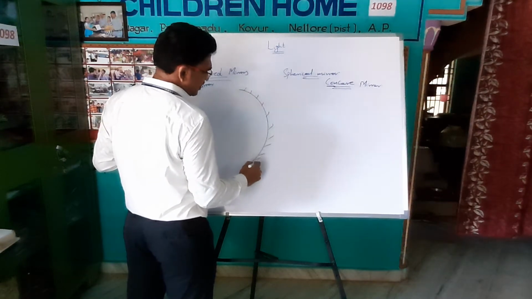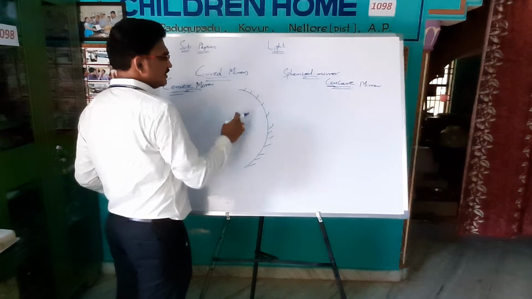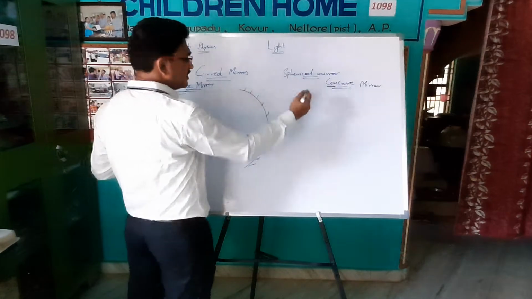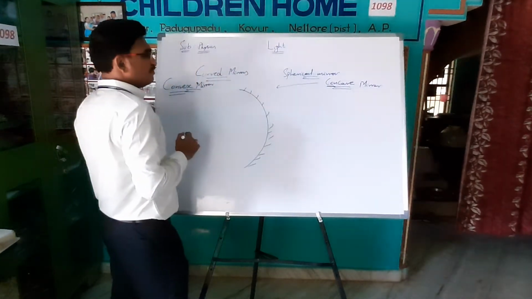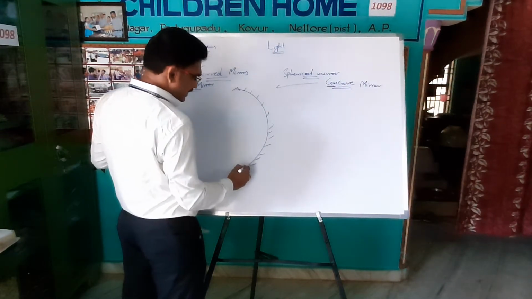Now, what is this mirror? Okay, it is silvered from outside. Then what is this mirror? This mirror is nothing but a concave mirror because it is silvered outside. Okay, now I am taking here this end and this end.